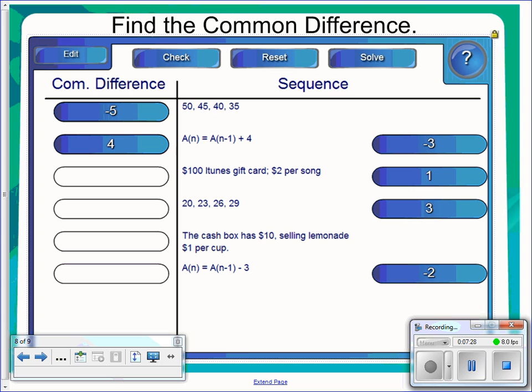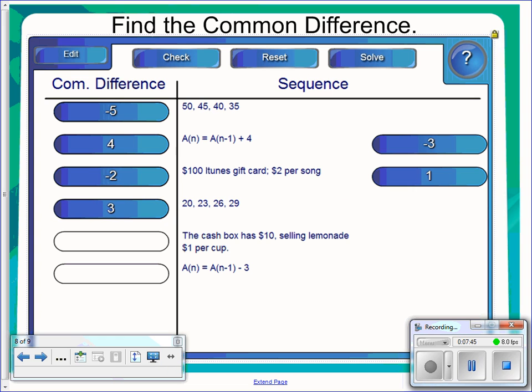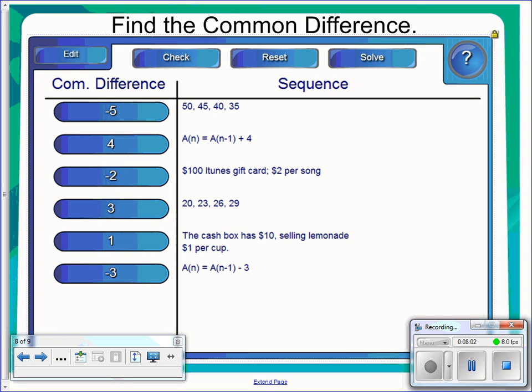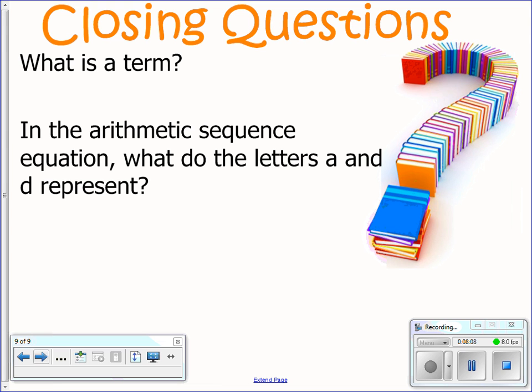The next one is a $100 iTunes gift card, and actually, we're taking off $2 per song because we have to buy it. So we start with 100, and then every time we buy a song, $2 comes off. The next one goes from 20 to 23 to 26. That's adding 3. The cash box has $10, and they're selling lemonade. So every time they sell another cup of lemonade, we add $1. And then a sub n equals a sub n minus 1 minus 3 means our common difference is -3. Let's check. Nice.